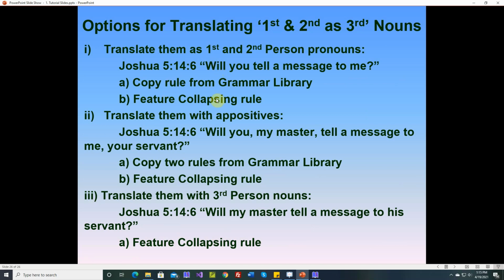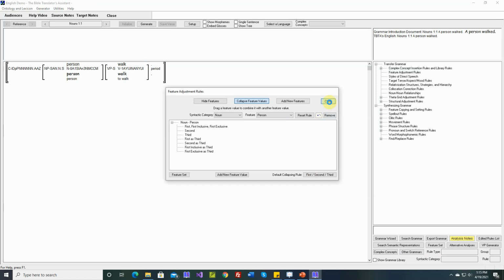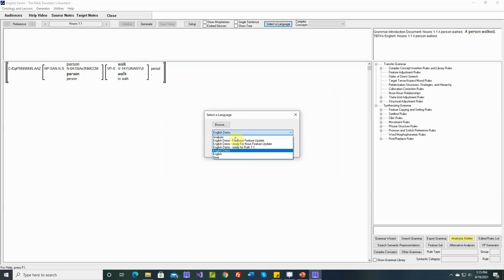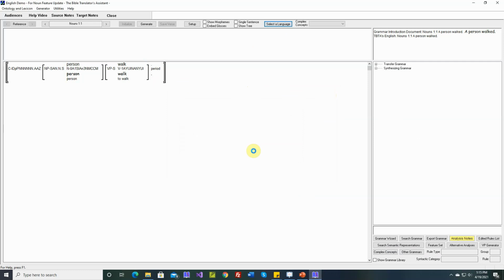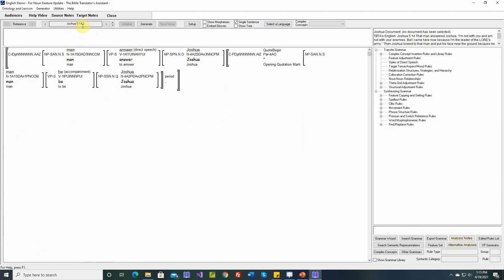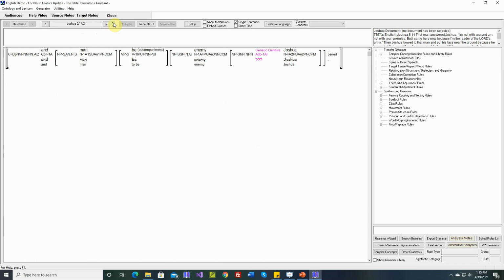And to show you these steps, I'm going to switch to a different language project. And then later we'll come back to our actual English demo project and we'll do it. But to illustrate these, I want to switch to this one. And here we are in Joshua 5:14. Let's go to sentence number 6.